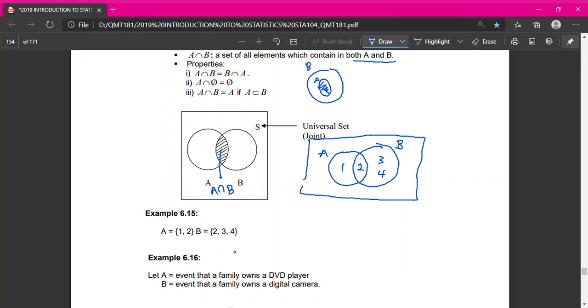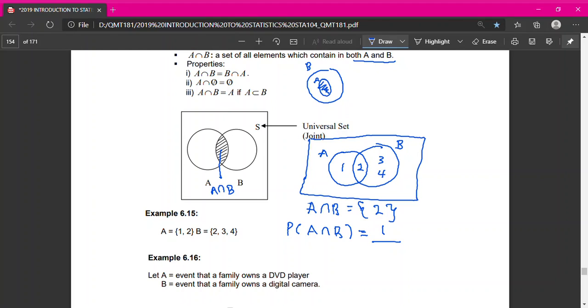Ianya adalah Venn diagram. Okay, let's say kalau kita nak cari A intersect B tadi, this one, di tengah-tengah ni, iaitu 2. Okay, so the probability of A intersect B adalah 1 over semua sekali adalah 4.